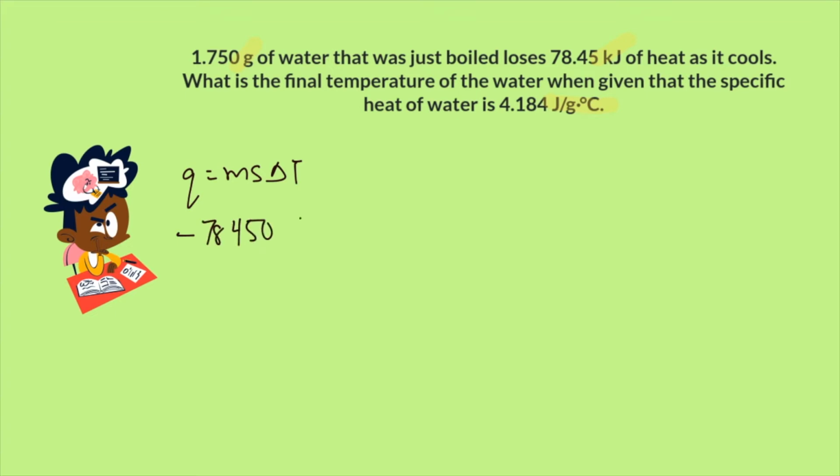negative 78450 joule of heat is equal to mass. The mass given in the question is 1.750 gram, and then the s is given in the question as well, which is 4.184 joule over gram degrees Celsius, and then the temperature. The change of temperature is the final temperature minus the initial temperature. What is the initial temperature? All of us know that this water is just being boiled, so you need to know the boiling temperature of water, which is equal to 100.